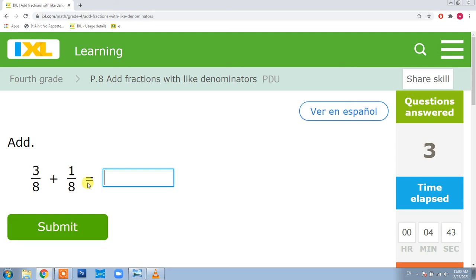Three eighths plus 1/8. Pause the video and answer it yourself first. 3 plus 1 equals 4, and we will keep the denominator, which is 8. So the answer should be 4/8.